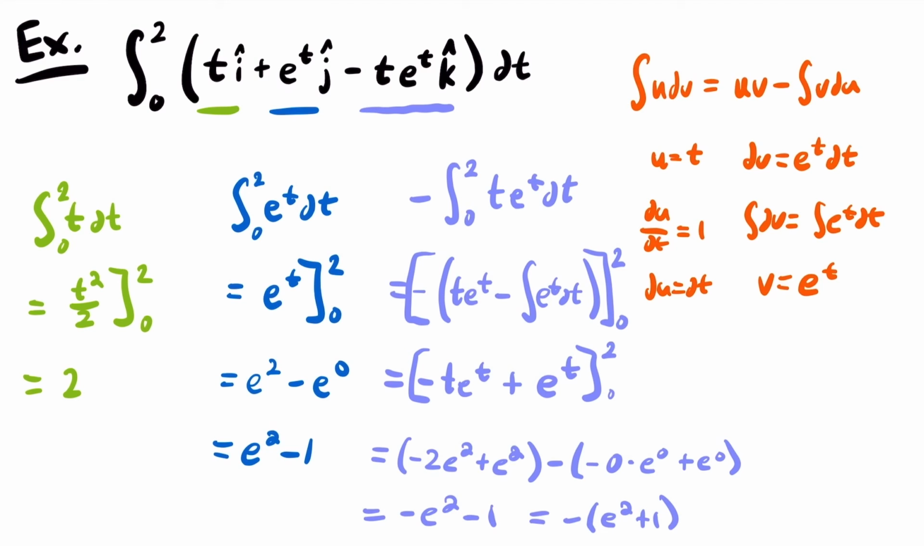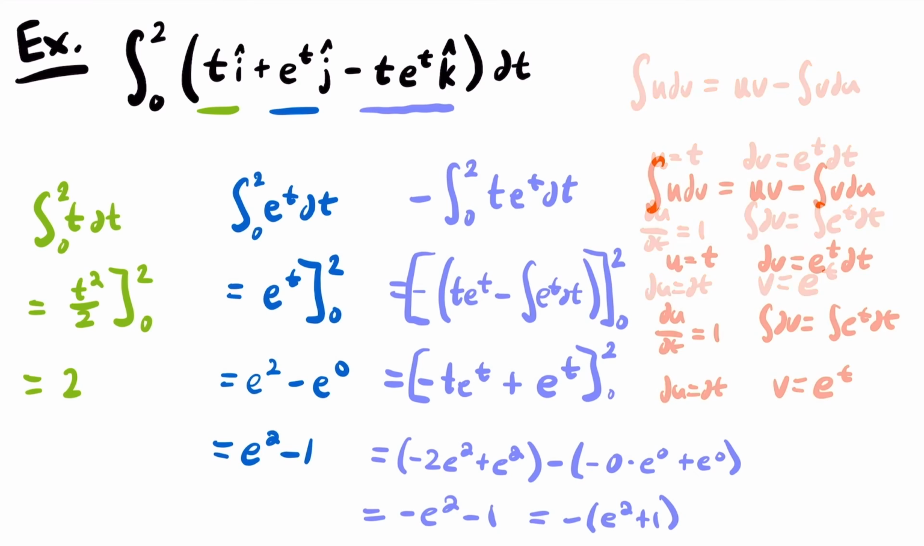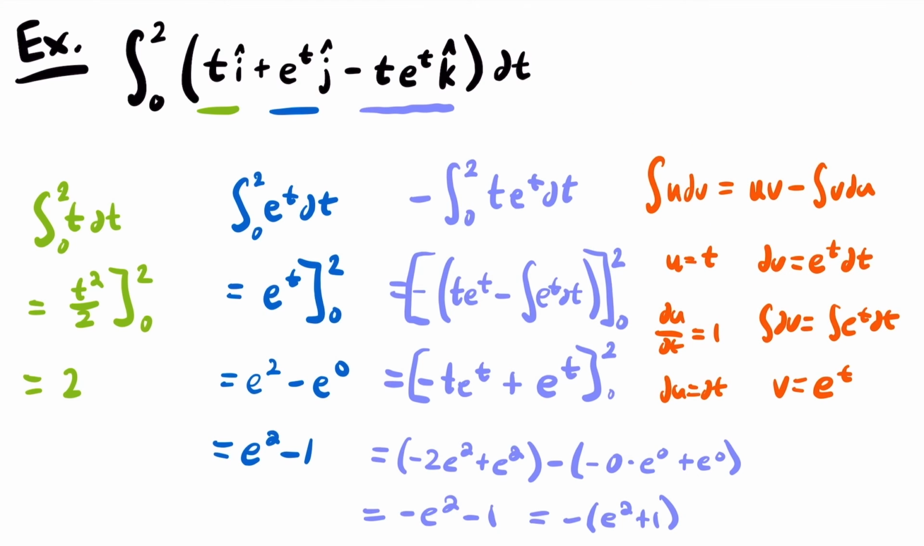All right, and so now putting all of that together, we will get this. The definite integral from 0 to 2 of this vector function is the integral of the x component, which is 2. So we have 2 times i plus the integral of the y component, which was e squared minus 1. So we have e squared minus 1 times j.